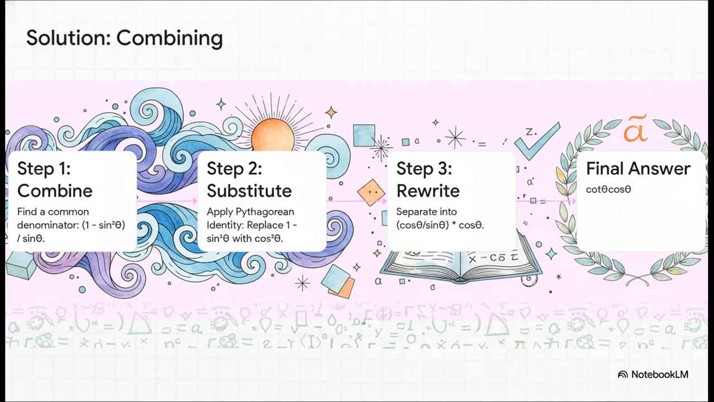And as soon as you see that numerator, 1 minus sine squared theta, your brain should be yelling, step 3, Pythagorean identity, because 1 minus sine squared theta is just cosine squared theta. So now our expression is way simpler, cosine squared theta over sine theta. We're close. To get to the final answer, let's just break that fraction apart a little. Think of it like this. It's cosine theta over sine theta times another cosine theta. And what is cosine over sine? That's right, it's cotangent. So our final simplified answer is cotangent theta times cosine theta.